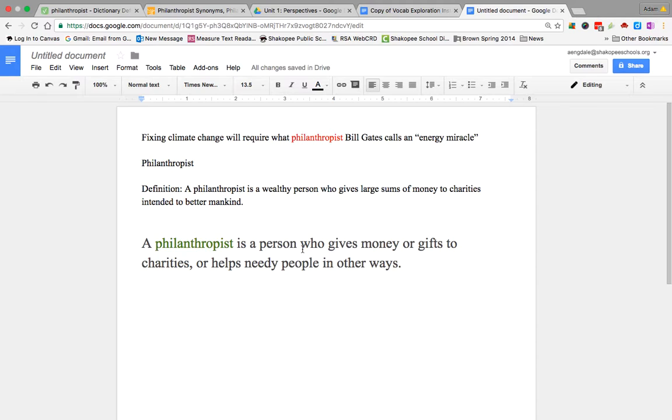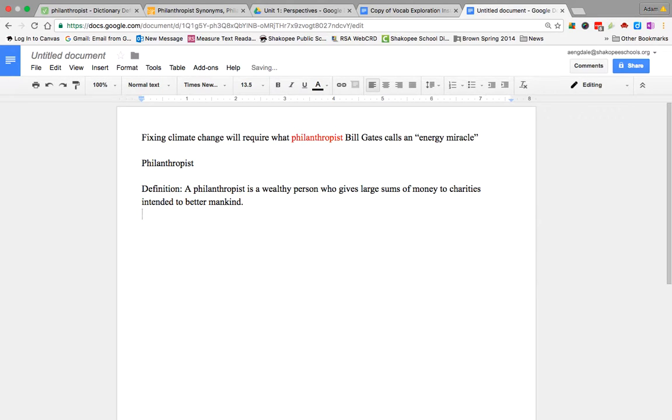Does it match exactly? No. Does it have all the key details? Person who gives away money. A wealthy person who gives away large sums of money. I like mine better. To charities or helping people, needy people in other ways. To charities intended to better mankind. I think mine works, so we're going to leave mine alone, and I'm going to get rid of that. I like my definition better, and it's one that I understand now.